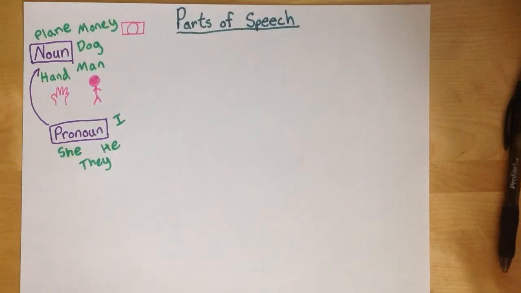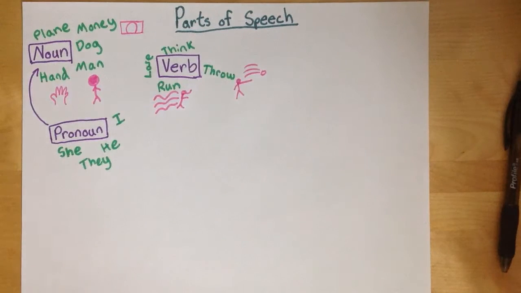Next up is the verb. Now this is the action word. Now you're always going to have one of these in a sentence. We're going to discuss this later. Actions like to think, to run, to throw. These are things that are actions. I mean, you could think of it that way. In every sentence you have a verb.